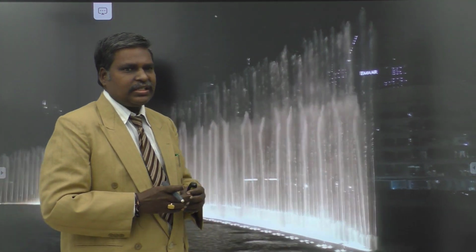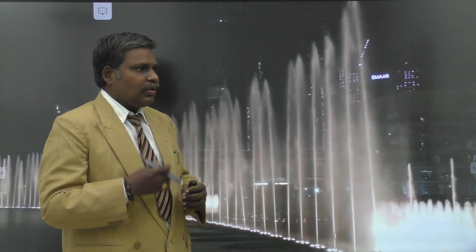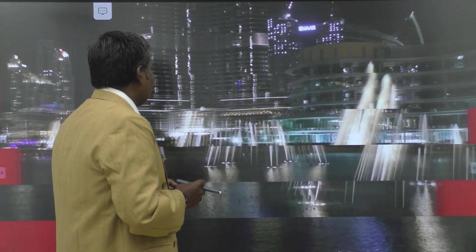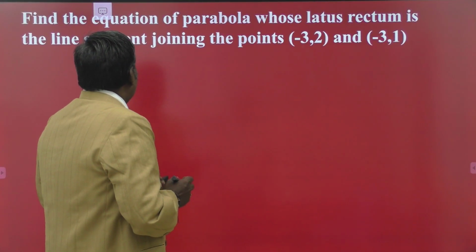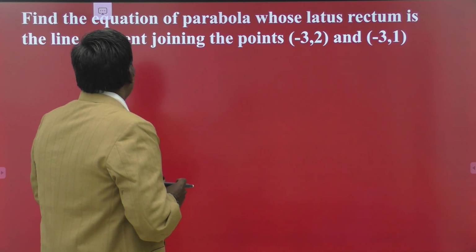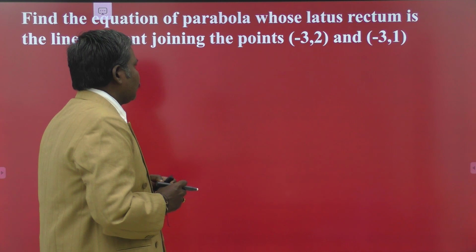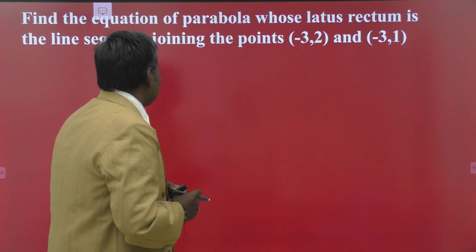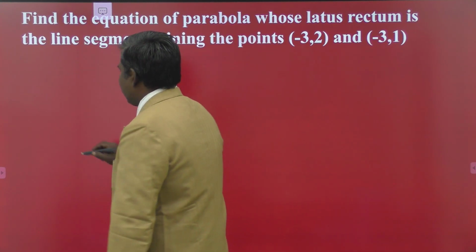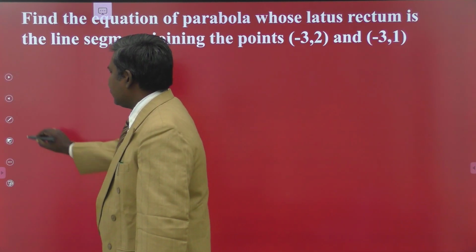So all these things we discussed in the last class. Now let us see some problems related to the same parabola. So this is the question. Find the equation of parabola whose latus rectum is the line segment joining the points minus 3 comma 2 and minus 3 comma 1. So what are these here?